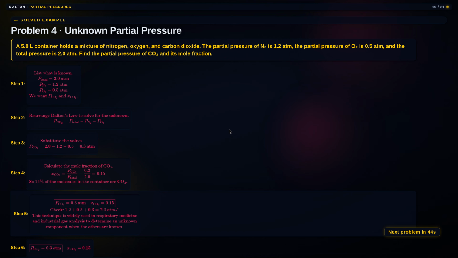As a check, 1.2 plus 0.5 plus 0.3 equals 2.0 atmospheres, which matches the total pressure. This technique is widely used in respiratory medicine and industrial gas analysis to determine an unknown component when the others are known. The final answer is P carbon dioxide equals 0.3 atmospheres, and its mole fraction is 0.15.